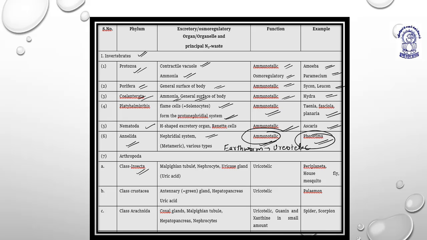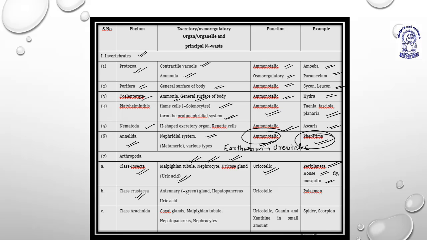Arthropods, class Insecta, have Malpighian tubules, nephrocytes, and uricose glands which secrete uric acid. They are uricotelic. Examples are Periplaneta americana, cockroach, housefly, and mosquito. So class Insecta have Malpighian tubules or nephrocytes or uricose glands which form uric acid. They are uricotelic as they excrete uric acid.